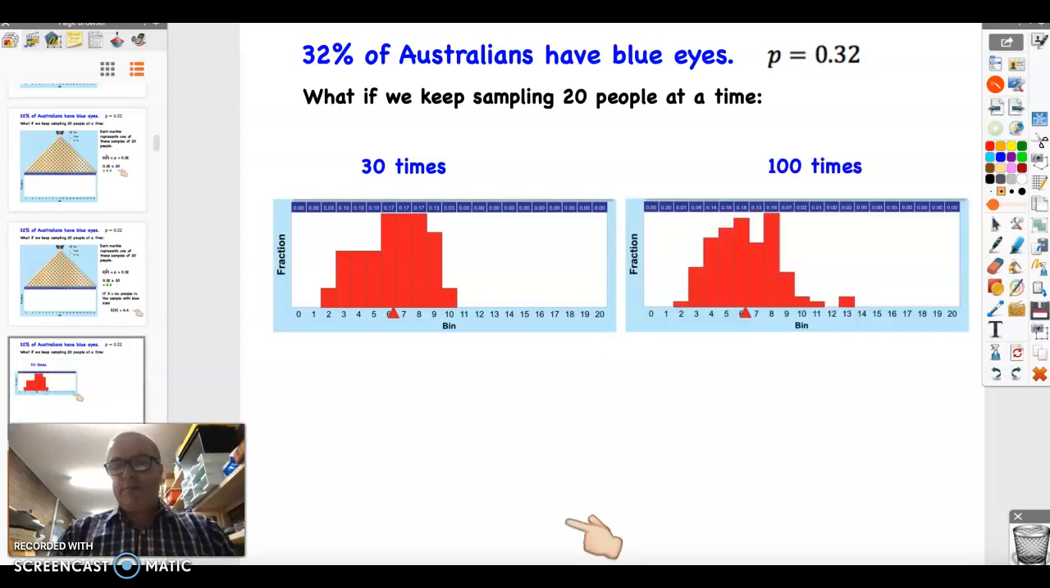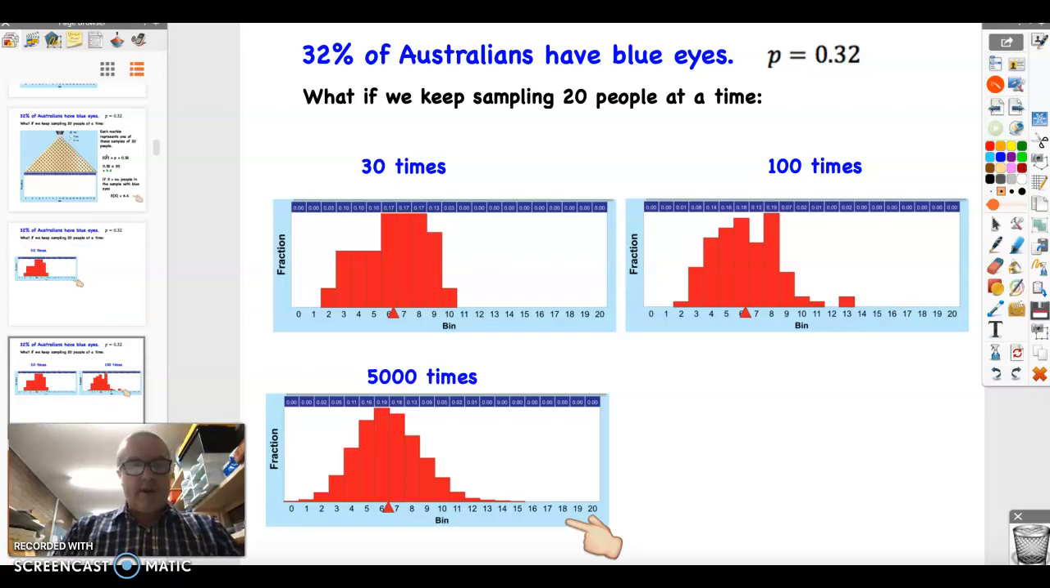After 100 samples, you start to see the shape change a little bit. As we can see, in this particular case, we've suddenly got a high proportion of samples that have 8 people with blue eyes. At the same time, we've also struck a few samples that have way more than half of people with blue eyes, so up to 13 people in a sample of 20.